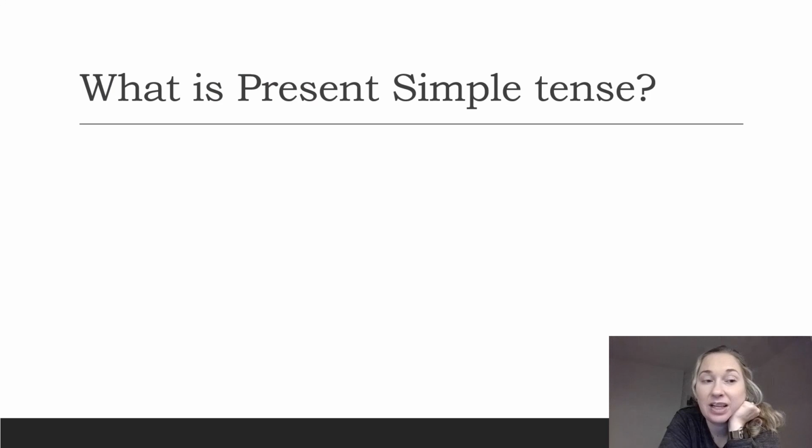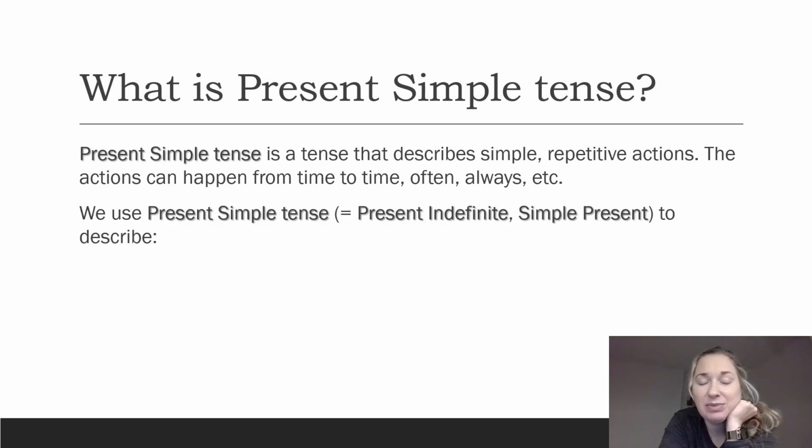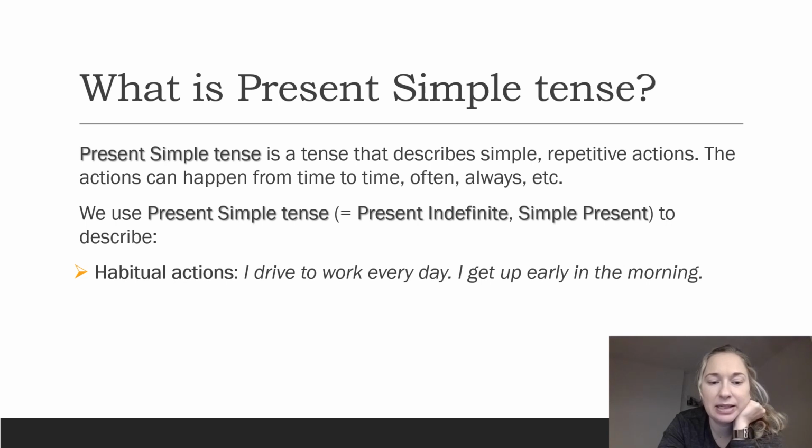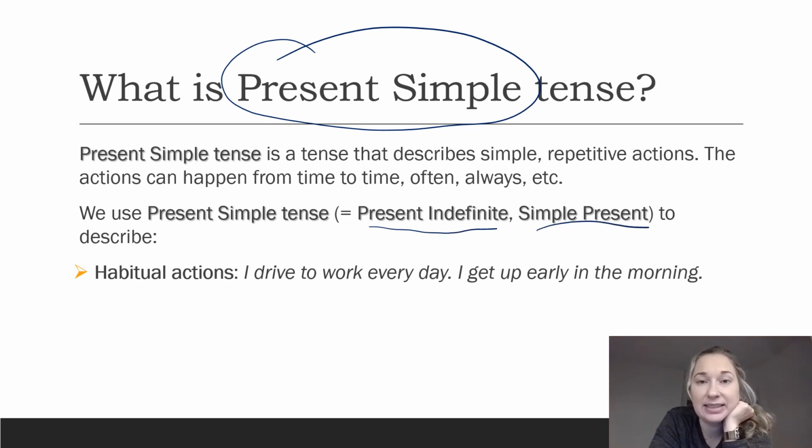Let's talk today about the simplest tense in the English language, and that is present simple tense. What is present simple tense? Present simple tense is a tense that describes simple, repetitive actions that happen often, frequently, every now and then, seldom, and so on. Sometimes you probably have heard not only present simple, but present indefinite or simple present. They all define exactly the same tense.